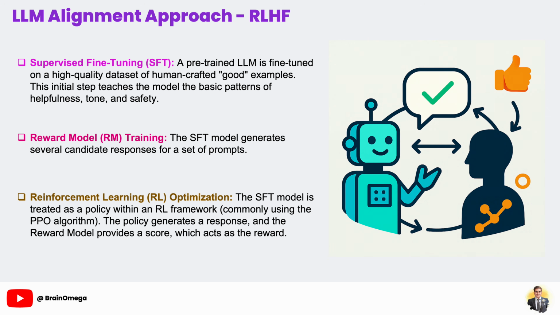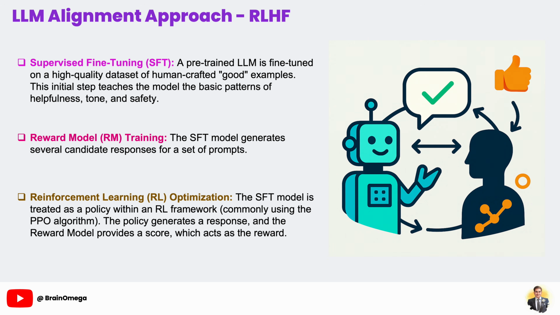Finally, we reach step 3, reinforcement learning optimization. This is the most dynamic phase. The main LLM now operates in a live training environment. It generates a response, and our reward model, the AI judge we just built, immediately gives that response a score. This score acts as a reward signal in a reinforcement learning loop. Using a common algorithm like PPO, the model continuously adjusts its own internal strategy to try and maximize the rewards it gets from the judge.